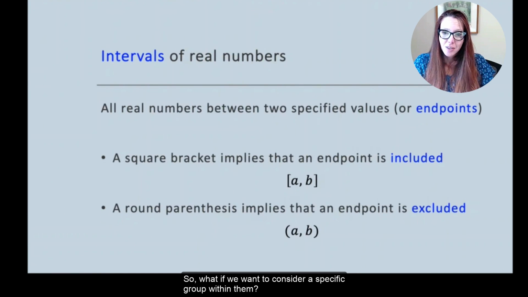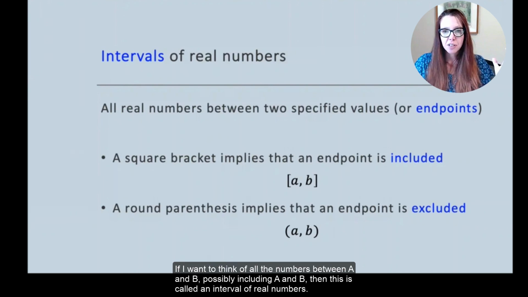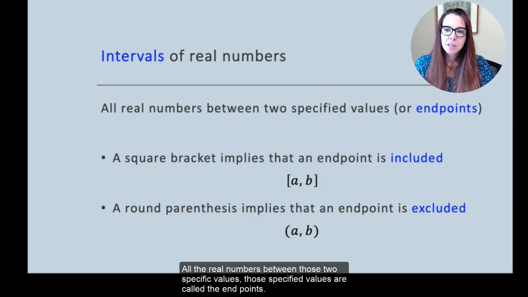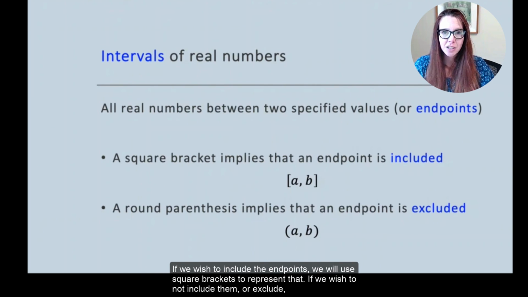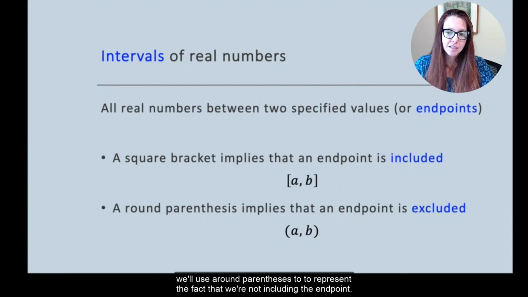So, what if we want to consider a specific group within them? These are called intervals. If I want to think of all the numbers between A and B, possibly including A and B, then this is called an interval of real numbers. All the real numbers between those two specific values, those specified values are called the endpoints. If we wish to include the endpoints, we will use square brackets to represent that. If we wish to not include them, exclude those endpoints, we'll use round parentheses to represent the fact that we're not including the endpoint.